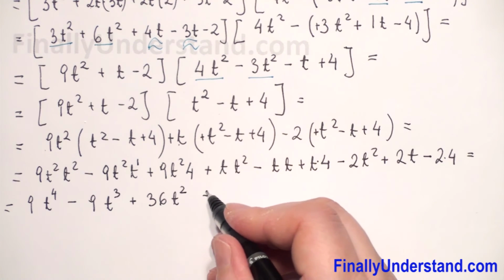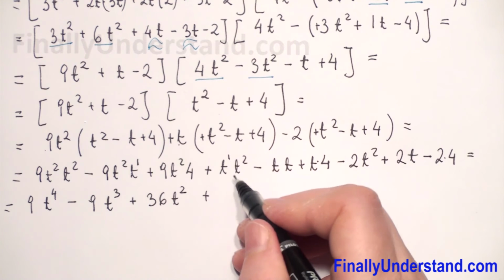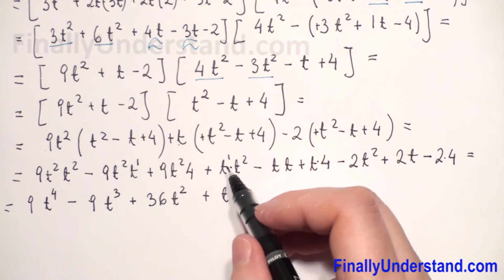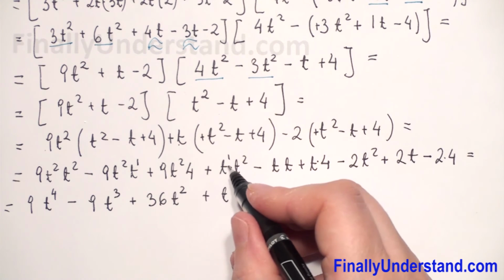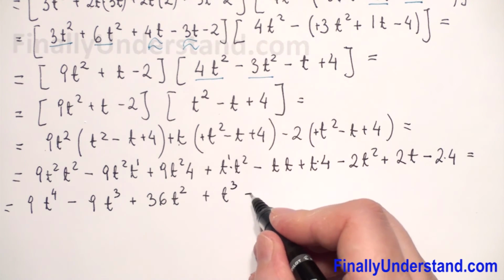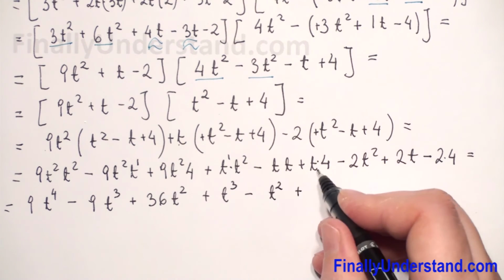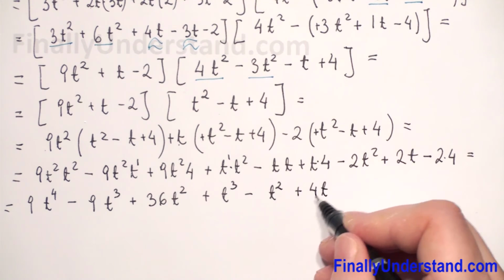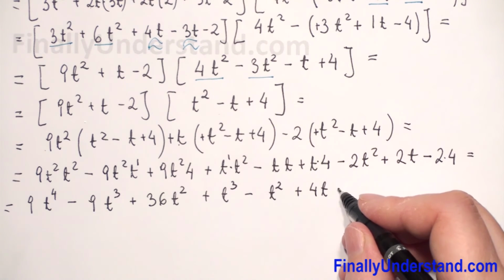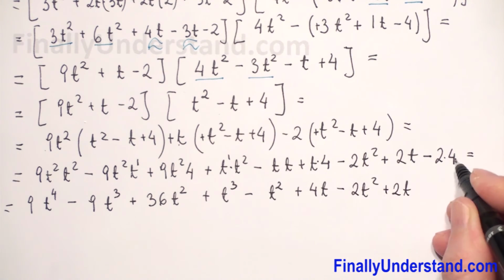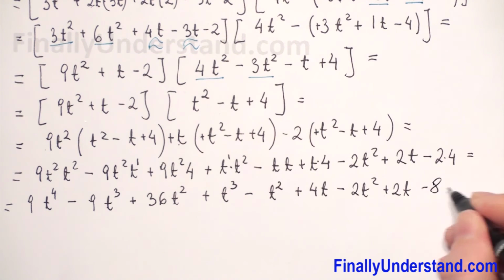We copy. Invisible exponent 1, so the base is t. When we have multiplication, we copy the base and we add exponents. 1 plus 2 is 3. Negative sign, t times t is t squared. Plus t times 4 is 4t. T always we write first, then the number. Minus 2t squared plus 2t. 2 times 4 is 8.